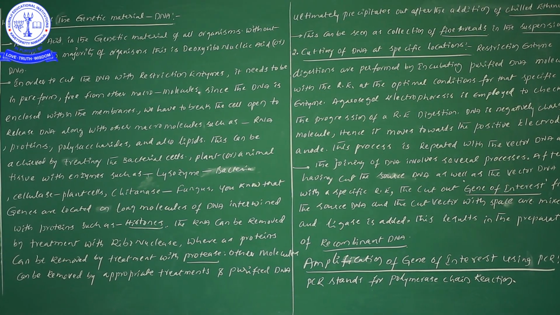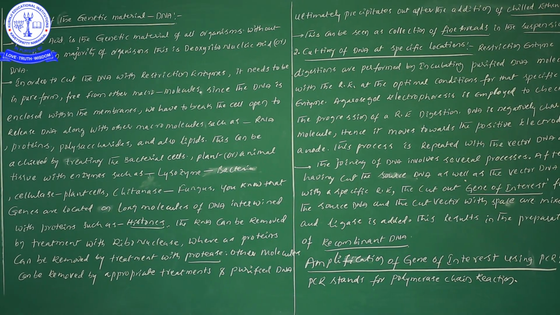Now, the processes of recombinant DNA technology. In the process of recombinant DNA technology, the first side heading is isolation of genetic material, or the isolation of DNA. So this is the first side heading. So there, what is the point now?